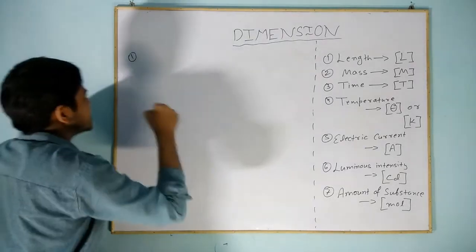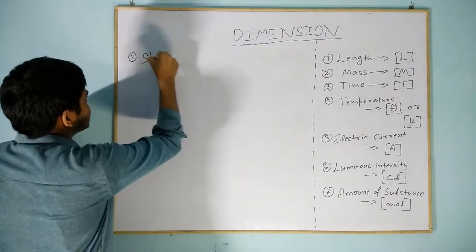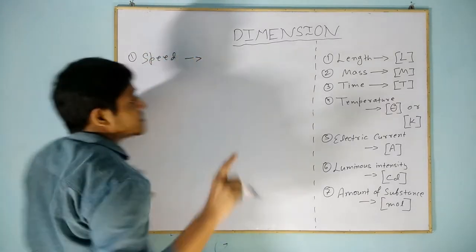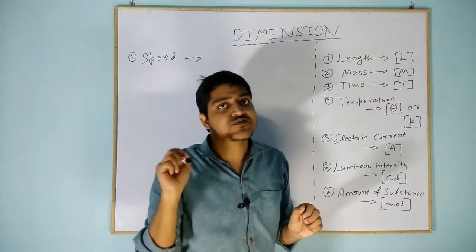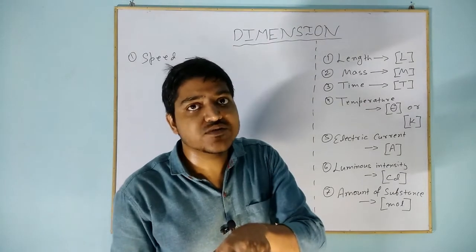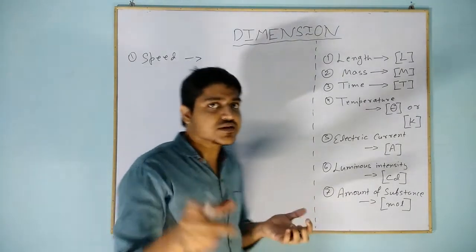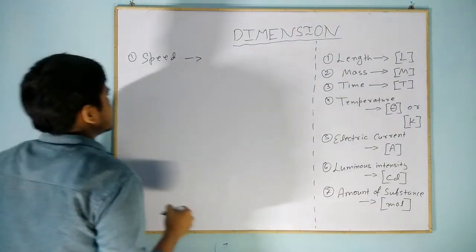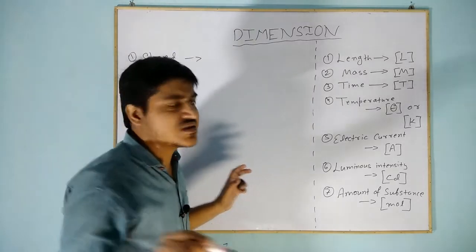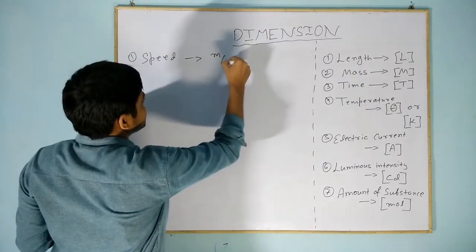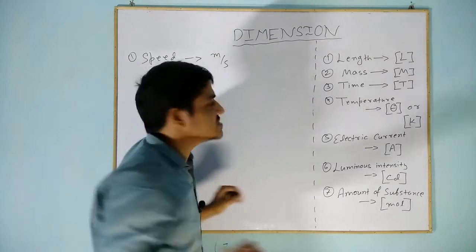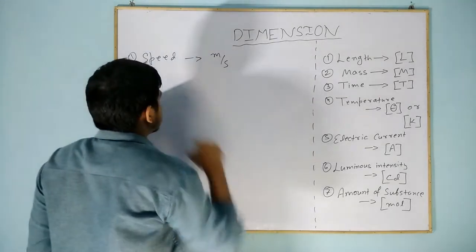Starting with velocity, or let's say speed. Starting with speed. Remember, to find the dimension, you can proceed either with the formula of that physical quantity or its unit. Clear? Speed. We know the unit of speed, right? It's meter per second. I'm talking in SI system of units. It's meter per second. Okay.